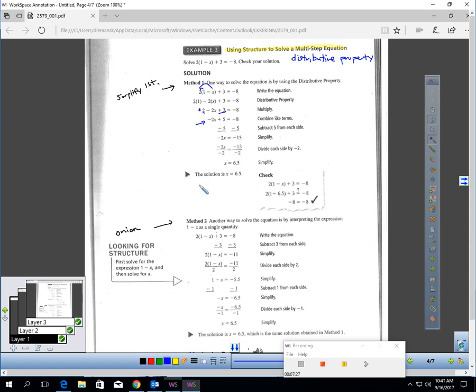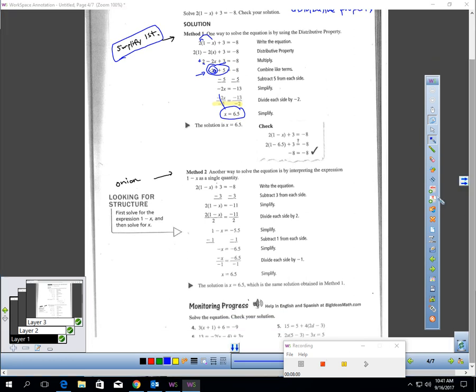And now that should look pretty easy from there. My onion, let me draw it up. I have to get rid of the outside layer. I got to get rid of the plus 5 first. So take away the 5, which gives you negative 2x equals negative 13. Now you can see they are dividing each side by negative 2. And when you do that, we will get x equals positive 6.5, and you can check it. So that's one method of solving with the distributive property. Just simplify first. Now, some problems, it is easier.